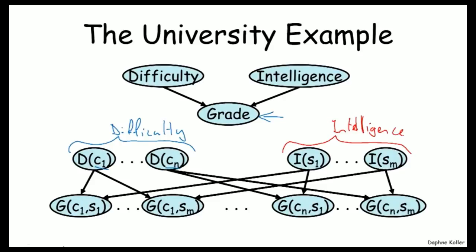And what we see here is that the grade of a student within a course, which are these variables down here, depend on the difficulty of the relevant course and the intelligence of the relevant student. So for example, the grade of student 1 in course 1 depends on the difficulty of course 1 and on the intelligence of student 1. And once again, we have sharing of both the structure and the parameters across these different grade variables, so that they all have the same kind of dependency structure and the same CPD.